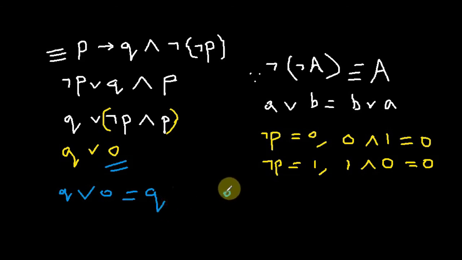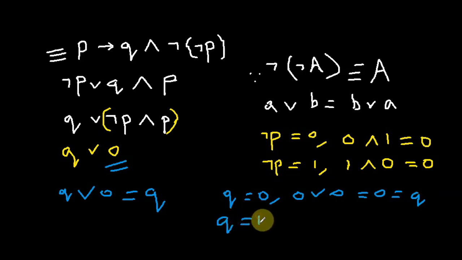because let's say if Q is equal to 0, the expression becomes 0 or 0, which is equal to 0, which is again equal to the original Q. We started with Q, so it is going to be Q. Then if Q equals 1, it's going to be 1 or 0 equals 1, which is again equal to Q. Therefore we can safely say that the answer to the original expression is going to be Q. So if you simplify this expression, it's going to be Q.